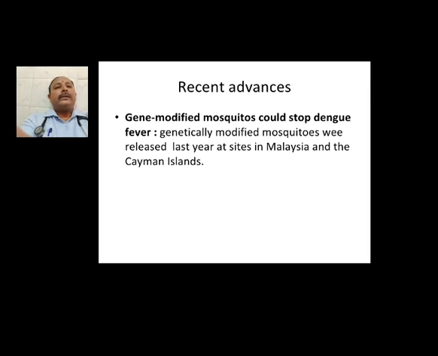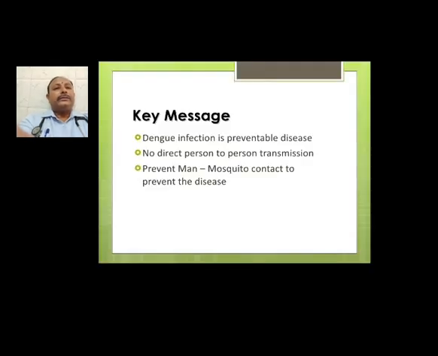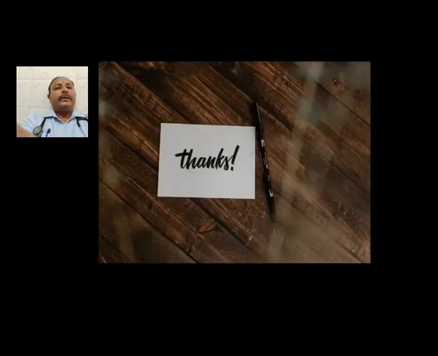Recent advances: gene modified mosquitoes could stop dengue fever. Genetically modified mosquitoes were released last year at sites in Malaysia and the Cayman Islands. Now, key messages: dengue infection is a preventable disease, there is no direct person to person transmission, prevent man mosquito contact to prevent the disease. Thank you.